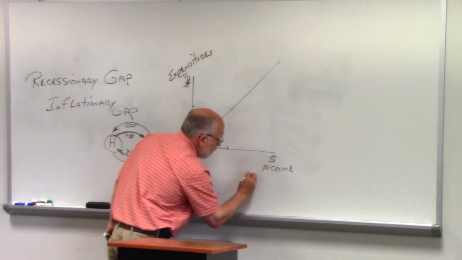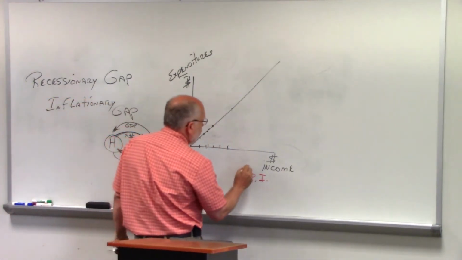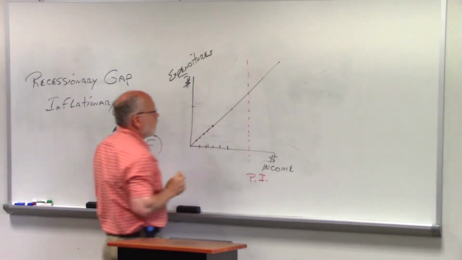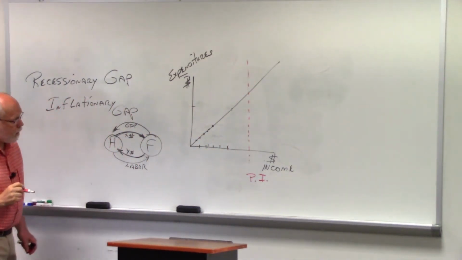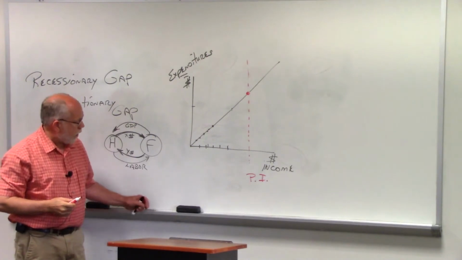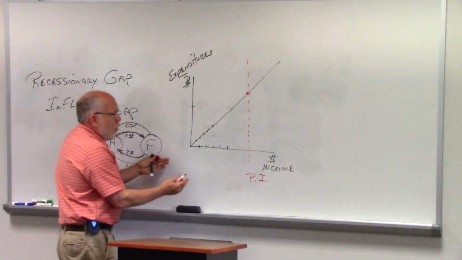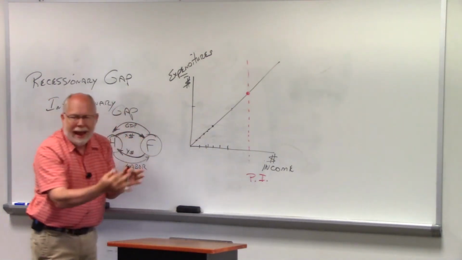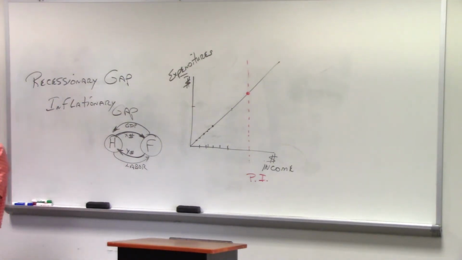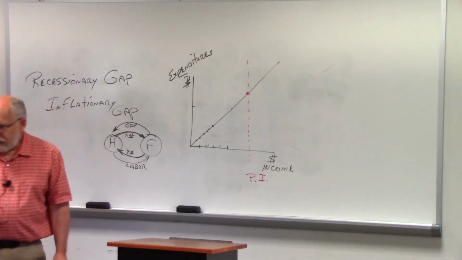I'll call it PI for potential income. And I'm going to draw a line straight up. Straight up. And if we are here, if the economy is equilibrating at this point right here, then according to our graph, everybody is earning the maximum amount of income they can possibly earn from employment. There's no unemployed out there. There's nobody only working 2 or 3 days a week when they want to work 5, 6 days a week.